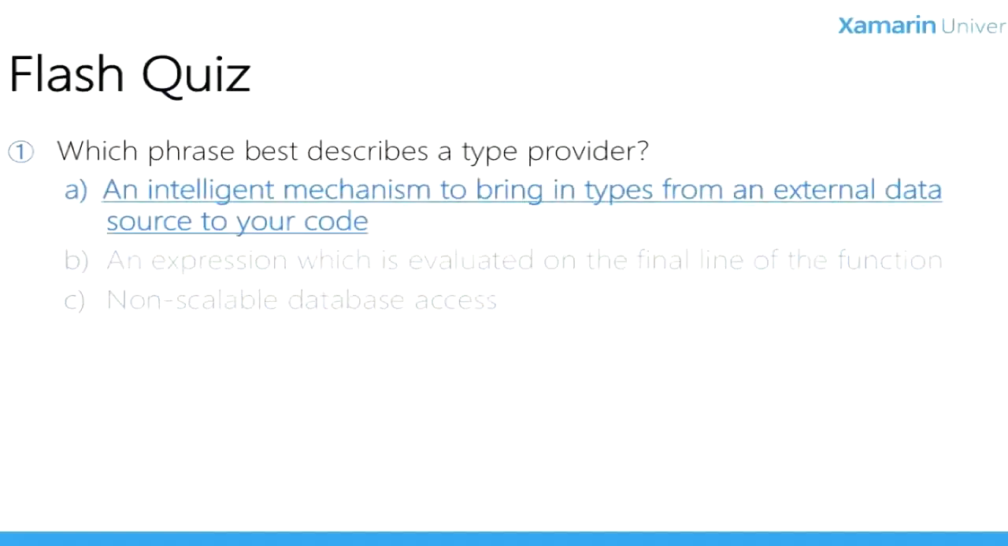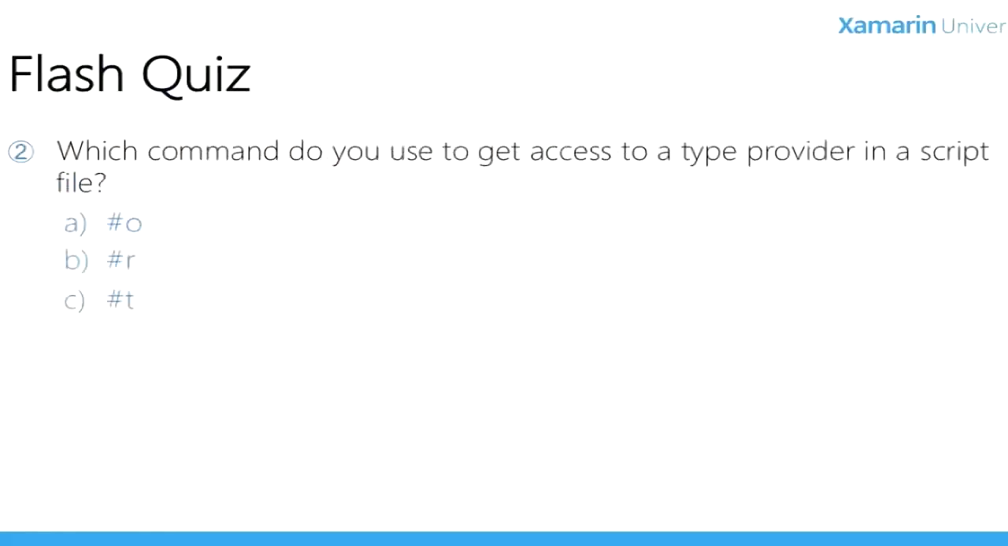And the answer is A. It's an intelligent mechanism to bring in types from an external data source to your code. Question 2. What command do you use to get access to a type provider in a script file? Is it #O, #R, or #T? And the answer is #R.